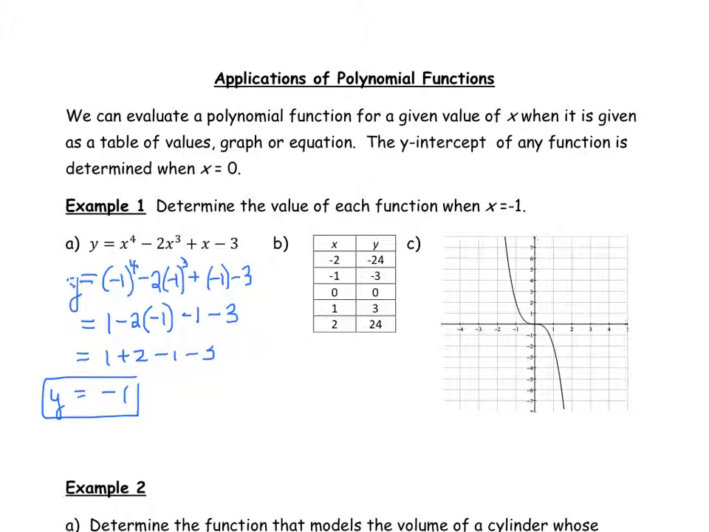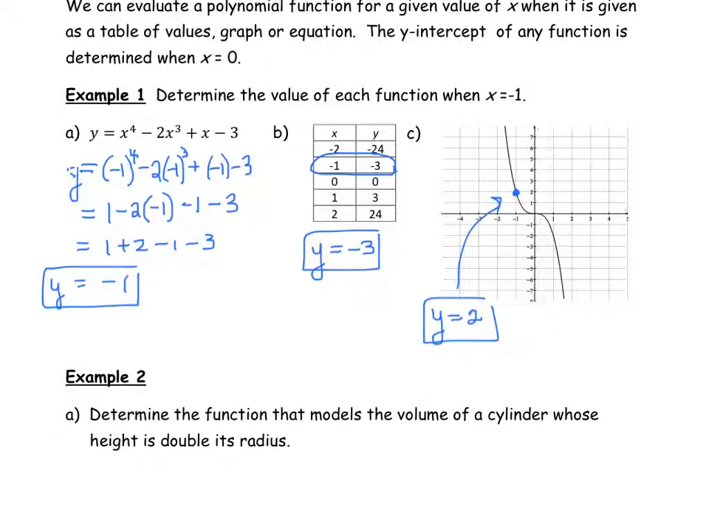If you have a table of values and the x value that you're interested in is part of the table, which it is in this case, then you can just read your y value from the table. So in this particular case, we can see that when x equals -1, y equals -3. And from a graph, when x equals -1, we look to the graph to see what y equals, and we can see from the graph that when x equals -1, y equals 2. Okay, so nothing too difficult there.